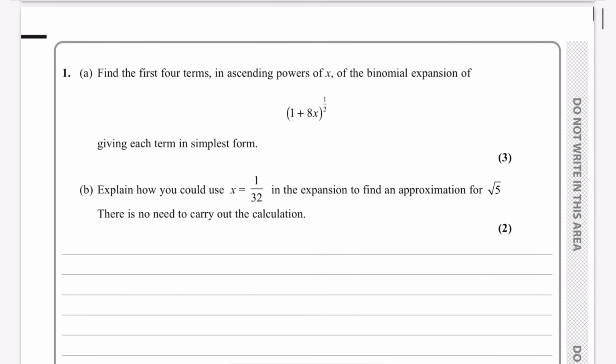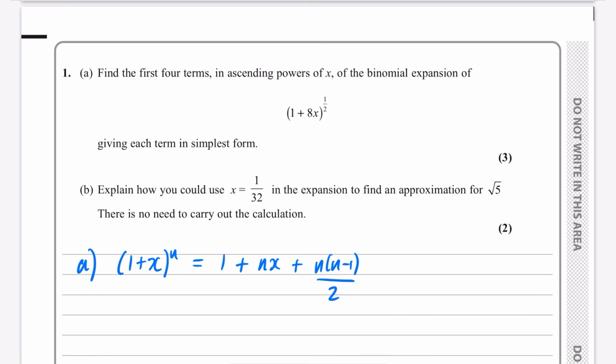It says, find the first four terms in ascending powers of x of the binomial expansion of (1 + 8x) to the power of a half, giving each term in its simplest form. So we know for this that there's a particular formula. You have (1 + x)^n. You just get 1 + nx + n(n − 1) over 2 factorial, which is just 2, x squared. And you can see the pattern. It goes n − 1, n − 2. This would be over 3 factorial, and that would be with x cubed.